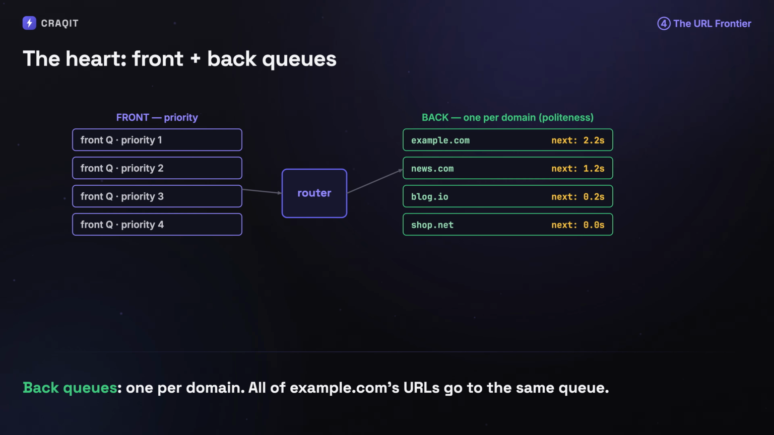The back queues handle politeness, and this is the clever part. Each back queue maps to exactly 1 domain. Every URL, for example, example.com, goes to the same back queue. Between them sits a router that moves URLs from front queues into per-domain back queues.